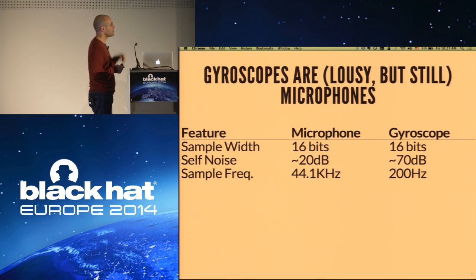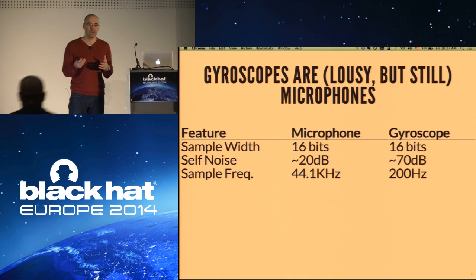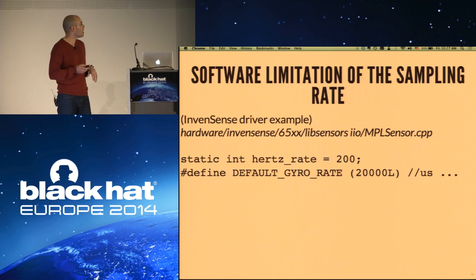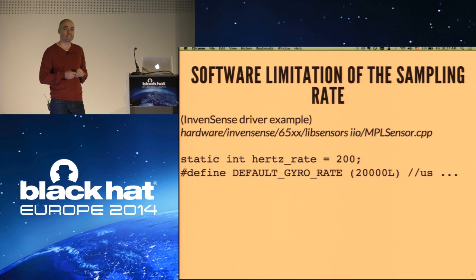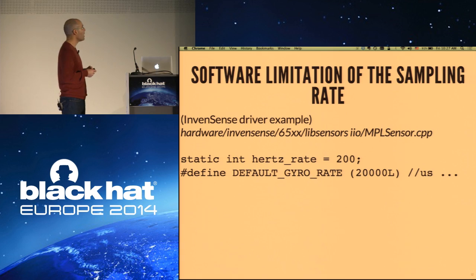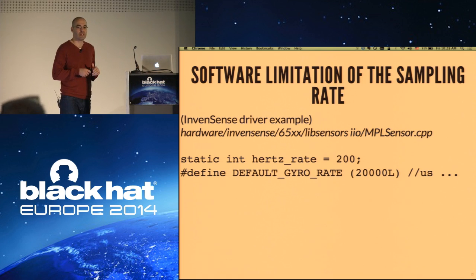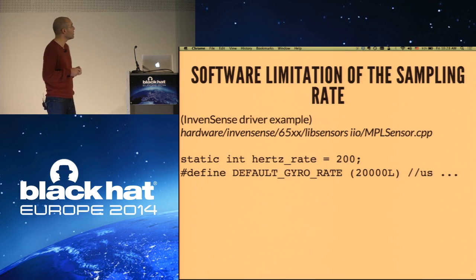Now, this 200 hertz value is actually not limited by the actual hardware of the gyroscopes, but it turns out it is just limited by the operating system. For example, here's the line of code for the InvenSense gyro driver for the Android operating system, which actually limits the sampling rate of a gyro to 200 hertz. The actual hardware of this gyro can have a sampling frequency of up to 8,000 hertz.